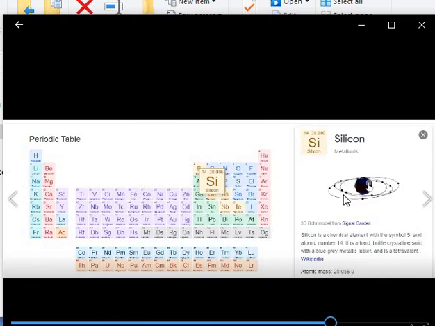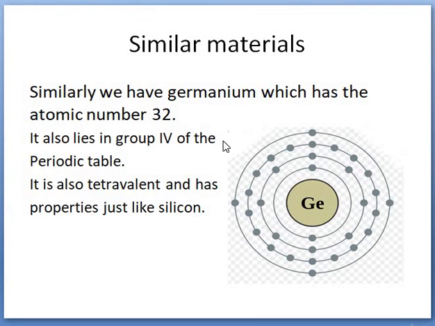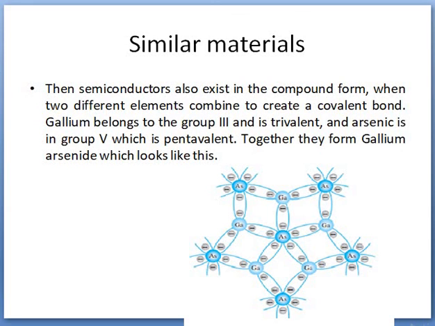This is the basic atomic structure or the electronic configuration. As you can see here, its atomic number is 14. It lies in group 4 of the periodic table. Similarly, we have germanium, its atomic number is 32, but it is also a tetravalent structure, and so the electrical properties of silicon and germanium are very similar, and that's why they are present in the same group of the periodic table. Another common semiconductor material, an example of a compound semiconductor, consists of gallium and arsenic. Gallium is a trivalent atom and arsenic is a pentavalent atom. This structure combines to create gallium arsenide. It's widely used in various electronic machines and devices.